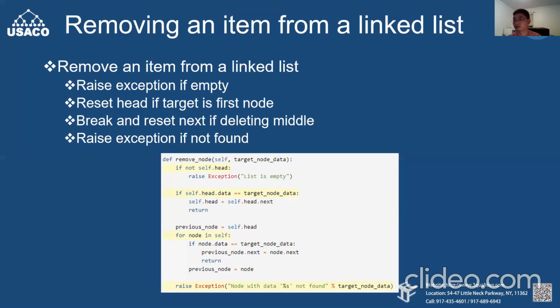The first one, if not self.head, raise exception, list is empty, right? Vic, are you there? Yes. Can you tell me what these two lines of code mean? It's seeing if there's anything in the node. Okay. We're checking if there's anything in the node, right? So if there's no node at all, what should we do? It goes to the next one. Why do we go to the next one? If there are any nodes in the list, what should we do?